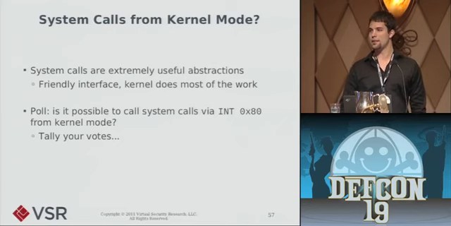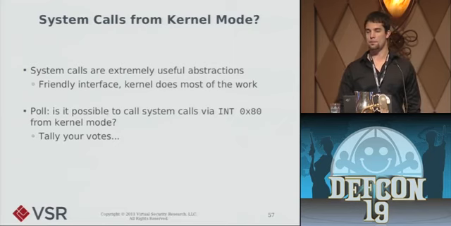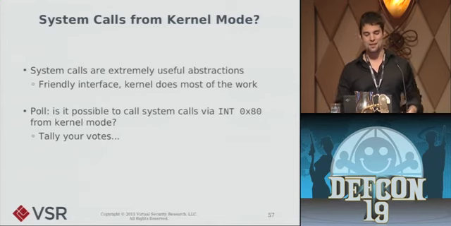But the question is, is it possible to call system calls from kernel mode? I mean, logically, it doesn't really seem to make sense, because a system call is designed to be an interface that user applications can call to request services from the kernel. So what happens when you make a system call via int 0x80 from kernel mode? I'm just curious, how many of you, if you had to guess, would think that you could do this without a problem?